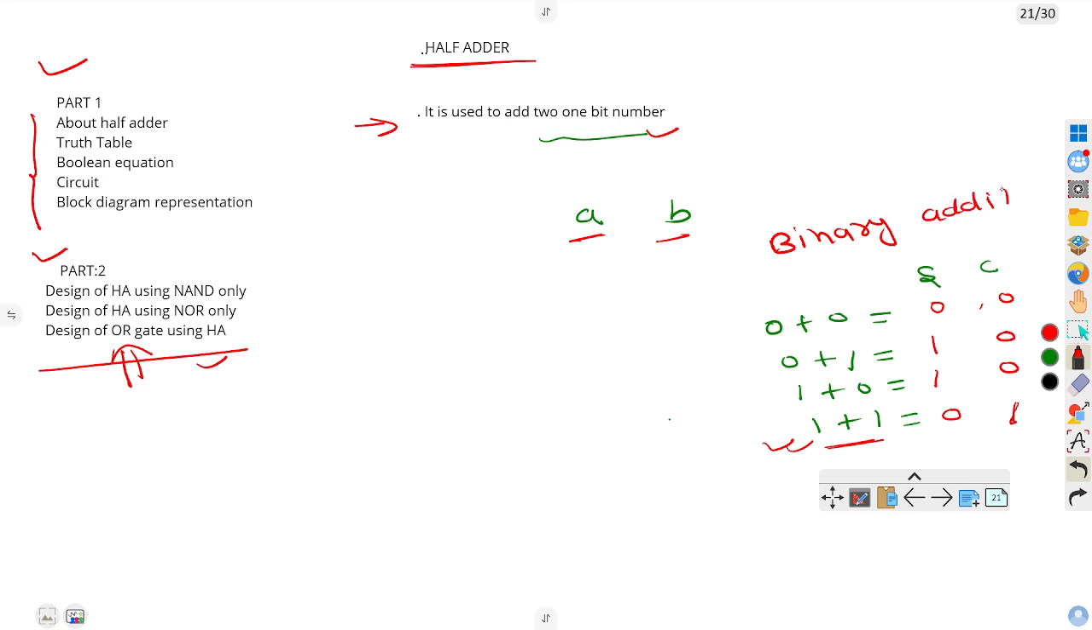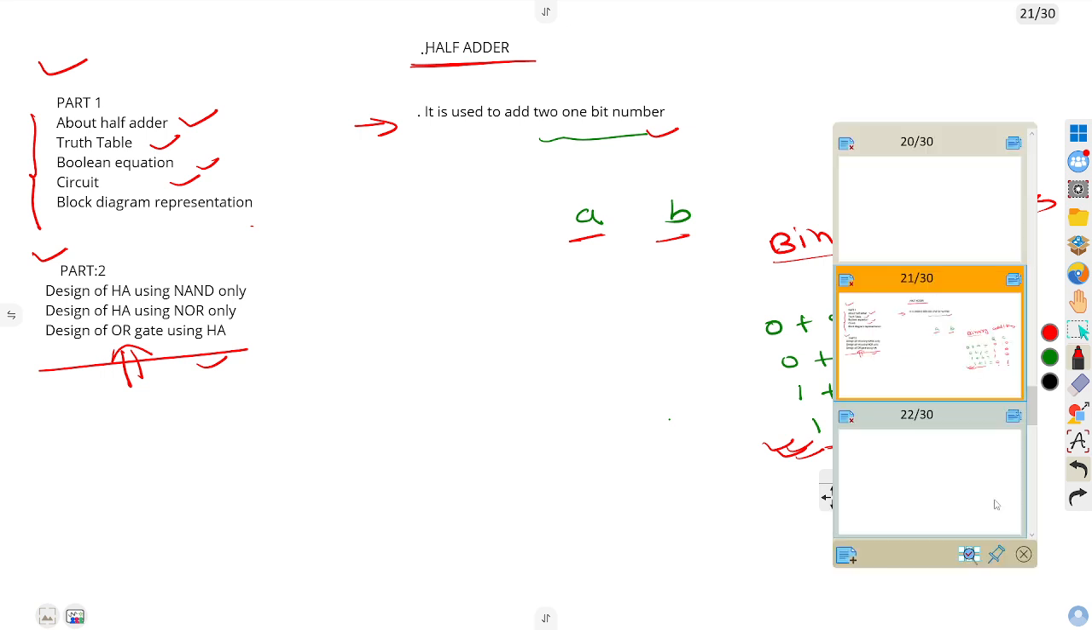If you want to add three-bit numbers, I will discuss that in the full adder. And this is the base rule, on the basis of which you can add any binary number. 0 plus 0, 0 plus 1, 1 plus 0, there is no carry. But if you add 1 plus 1, sum is 0 and carry is 1. I hope you understand. So the first part about the half adder is covered. Now we will make the truth table, Boolean equation, circuit and block diagram.